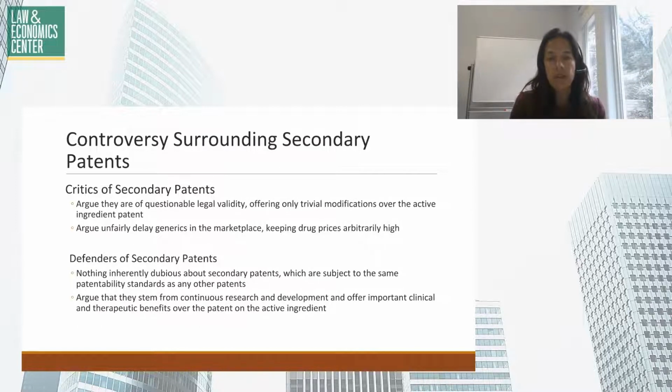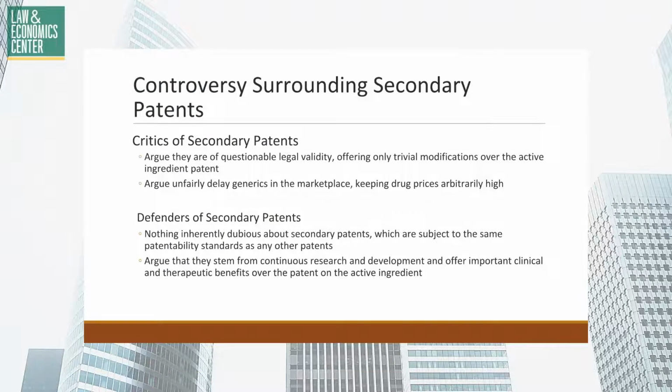Because secondary patents are often filed after the active ingredient patent, and because patents expire 20 years from filing, these secondary patents often expire after the active ingredient patent. Critics of secondary patents tend to argue that they are of questionable legal validity, offering only trivial modifications over the active ingredient patent. If these patents are really invalid and shouldn't have been issued, then they act to delay generic entry into the marketplace, keeping drug prices arbitrarily high.